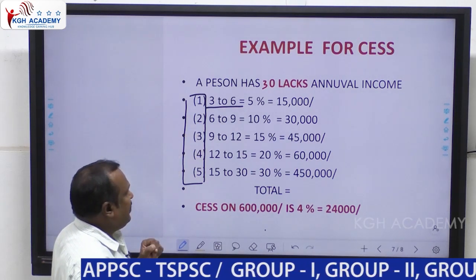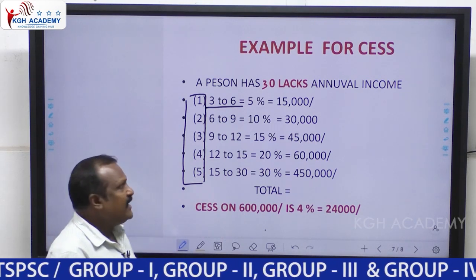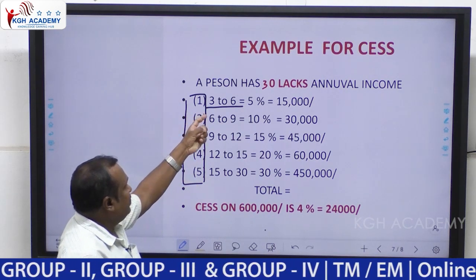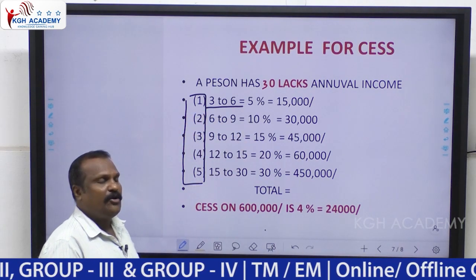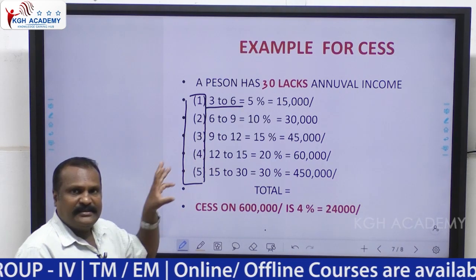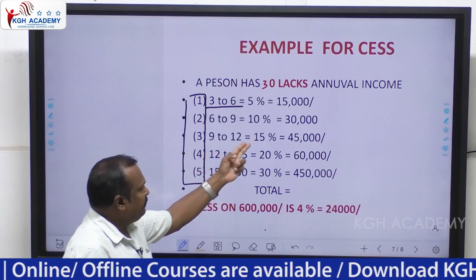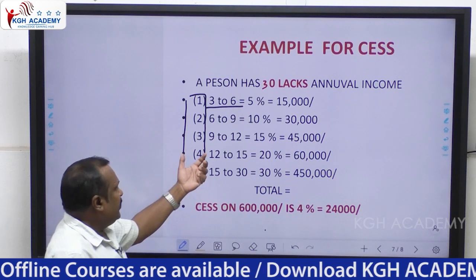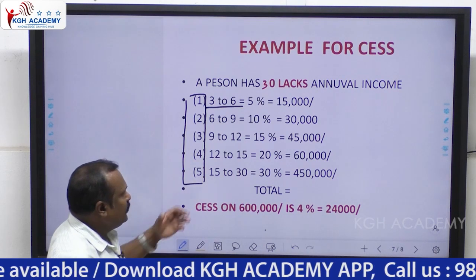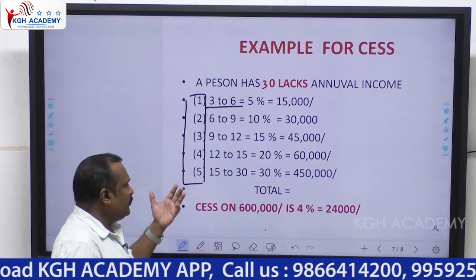So 3 to 6 lakhs, 5%. He has already crossed the 3 lakhs, so he has to pay the income tax. 5% for 3 to 6 lakhs means 15,000 rupees. And the second slab, 6 to 9 lakhs, 10%, 30,000 he has to pay. And 9 to 12 lakhs, 15%, 45,000. And 12 to 15, 20%, so he has to pay 60,000 rupees.